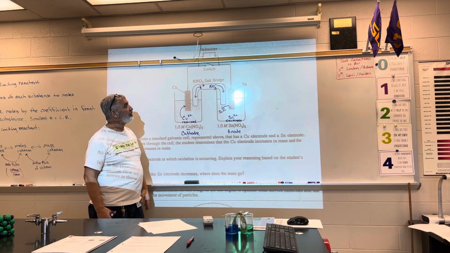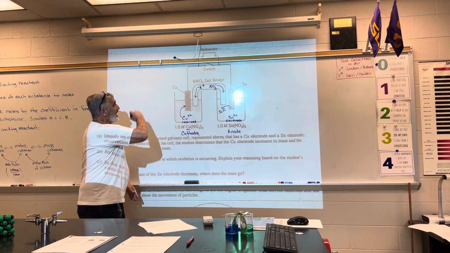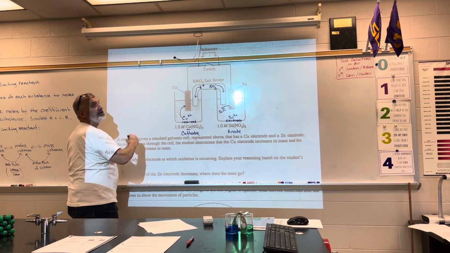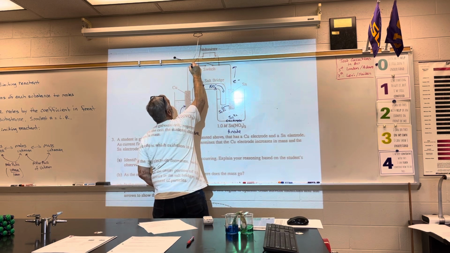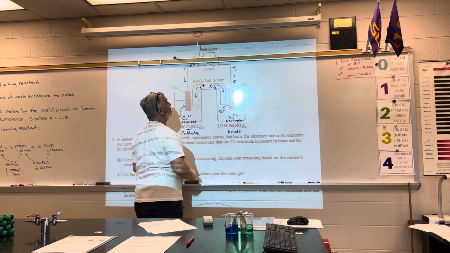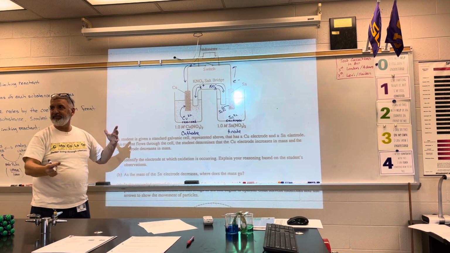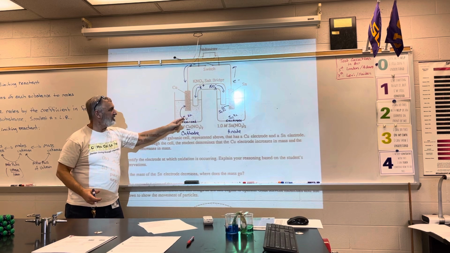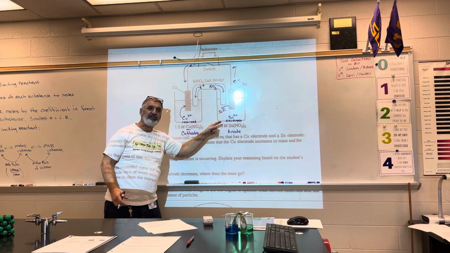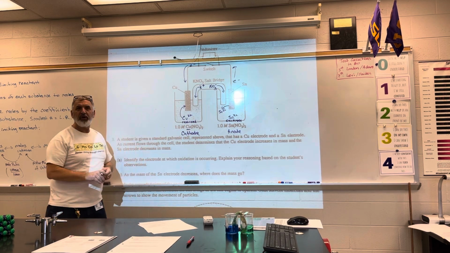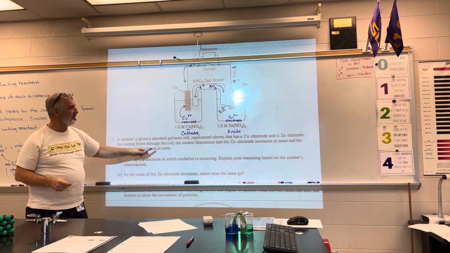All right, so which way are the electrons flowing? Clockwise or counterclockwise? Counterclockwise, right? So the electrons are going to be going this way. So that's really all you have to know as far as the diagram is concerned. Where it's being reduced, the mass is going to increase. Where it's being oxidized, the mass decreases. Okay, we all good with that? Very common questions.